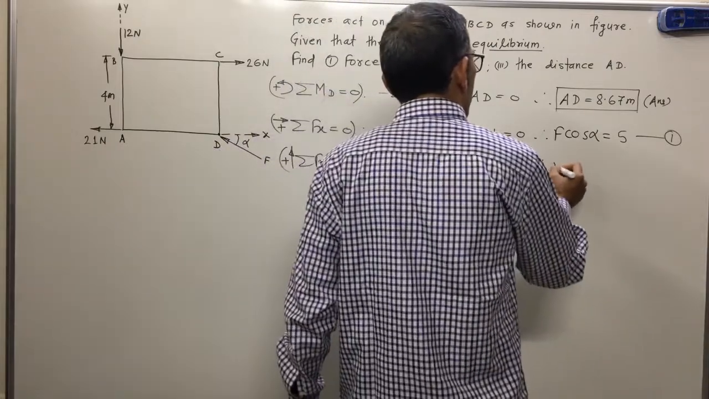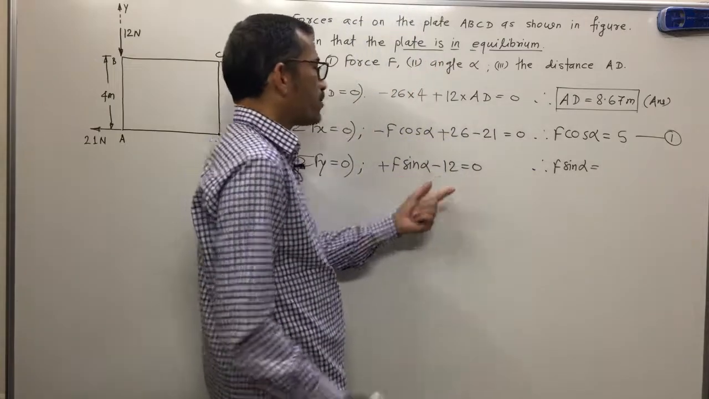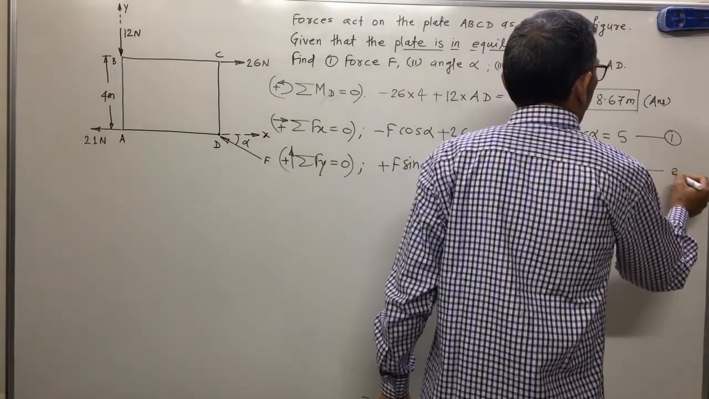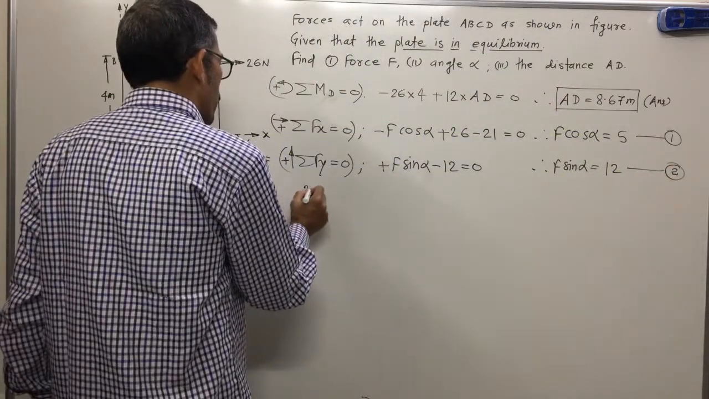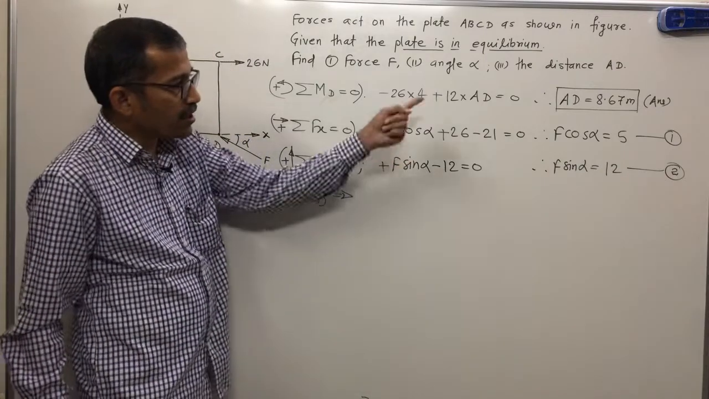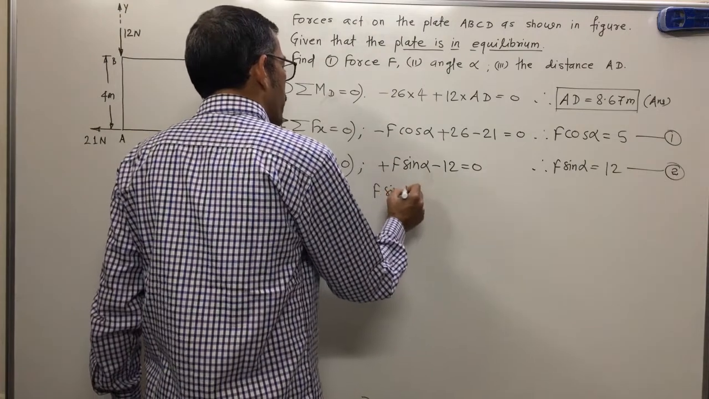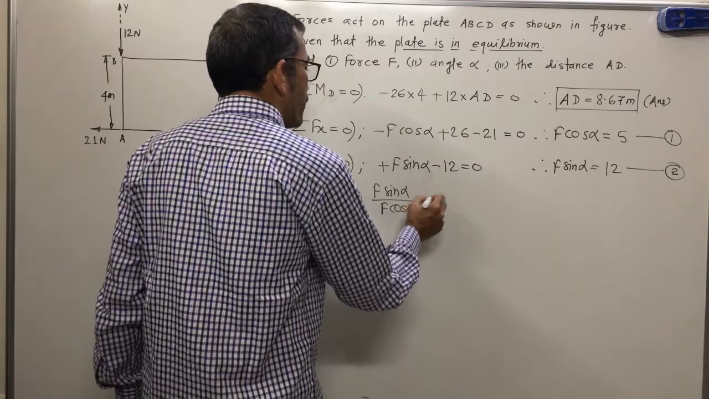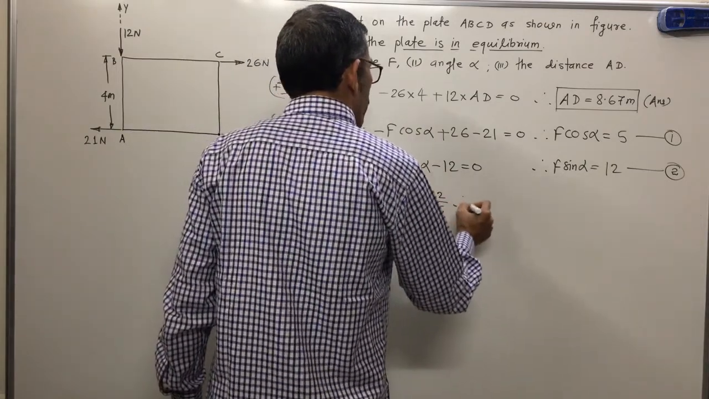That means what will we get here? F sin alpha equal to what? This one is 12, right? Now, is it possible to find this F and alpha? Yes. What will we do? Equation 2 divided by equation 1. F sin alpha divided by F cos alpha equal to what? Sin alpha is 12 divided by 5. That means what will we get?